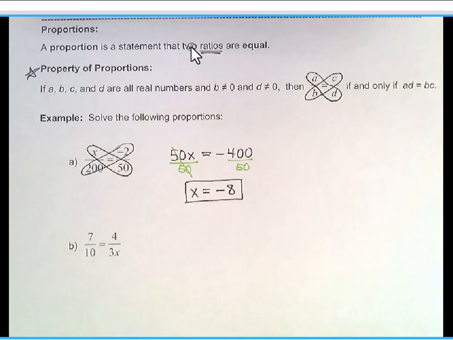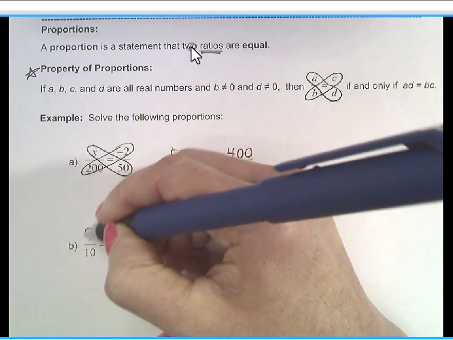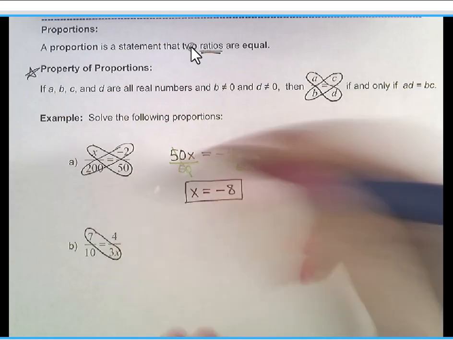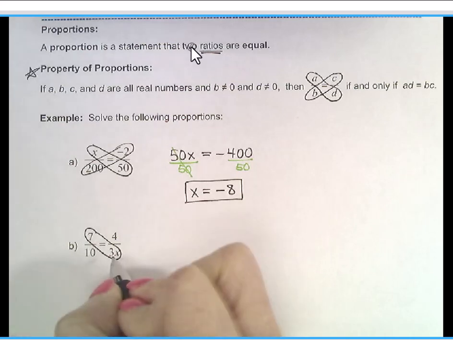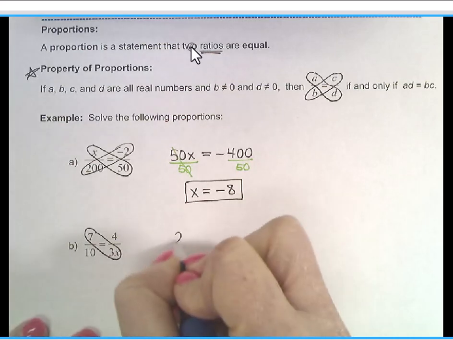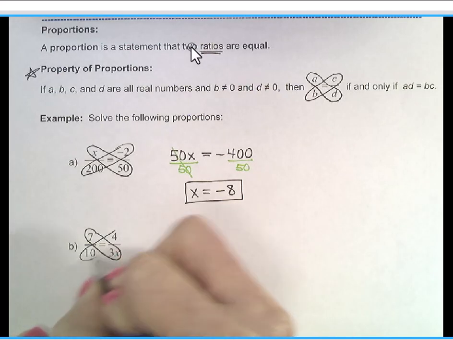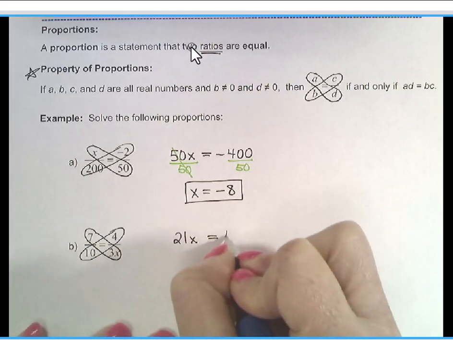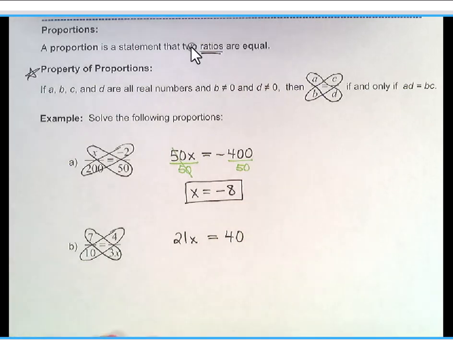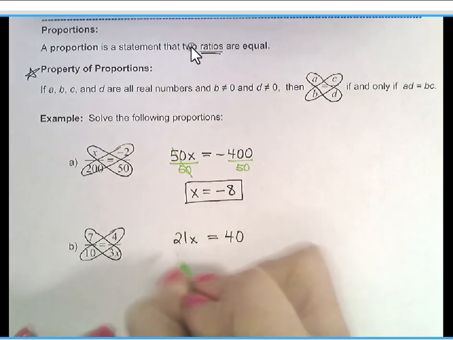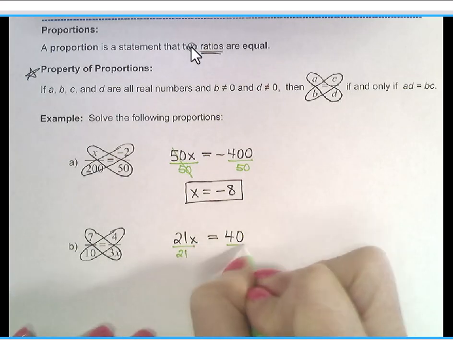Let's try the next one. 7/10 equals 4 divided by 3x. So again, I start with the diagonal that has the variable. 7 times 3x, that's 21x. And if we multiply the other way, 10 times 4 is 40. And so then 21 times some mystery number would equal 40. We can divide by 21.